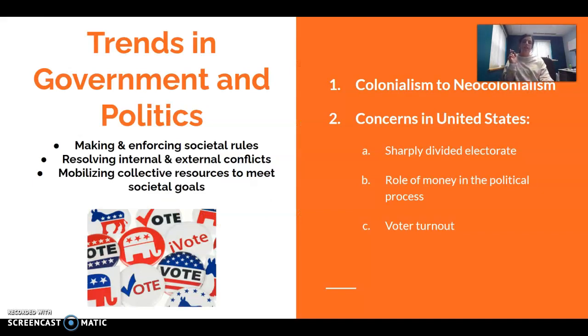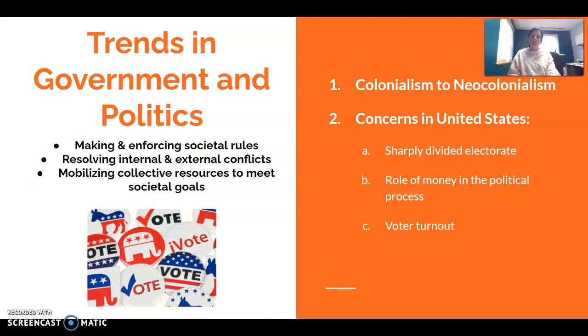All right, the first institution that we are going to talk about is government and politics. Government and politics is responsible for making and enforcing societal rules and resolving internal and external conflicts. You can think of that as the judicial system with our courts. It also mobilizes collective resources to meet societal goals. That's the policy piece of it all, where you're promoting a certain thing in order to meet needs. That's the functionality of government and politics.